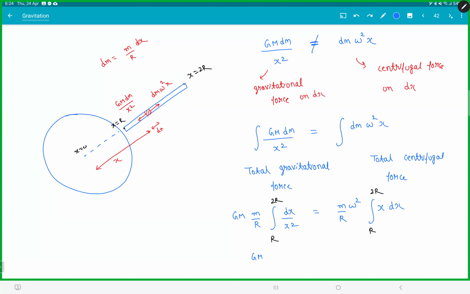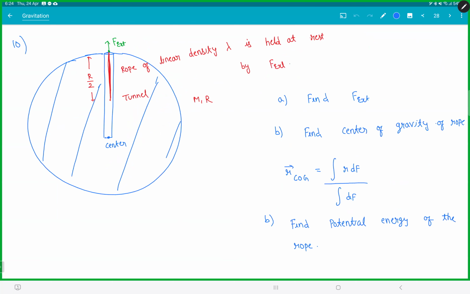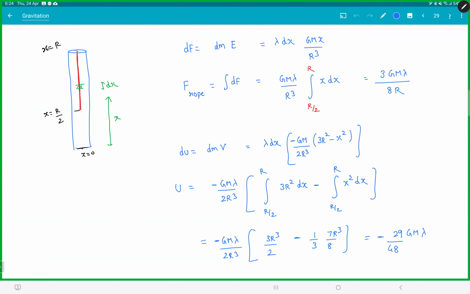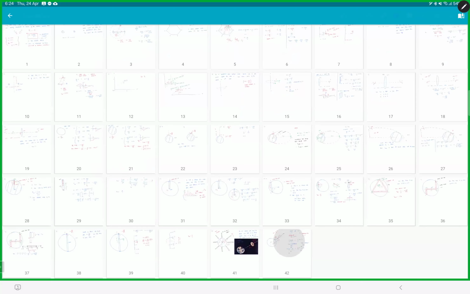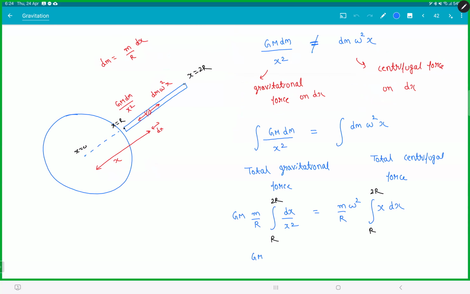Is the field constant? It's a non-uniform GMm by 1 by R square function. It's not even linear. If you remember the last problem we did, tunnel wala, when we kept a rope inside the tunnel, why didn't we just use the center of mass? We did something called center of gravity, COG. If the gravity is not uniform, you can't use the center of mass concept. It doesn't work. We have to use center of gravity. To get center of gravity, you have to integrate. So better we do that only directly.